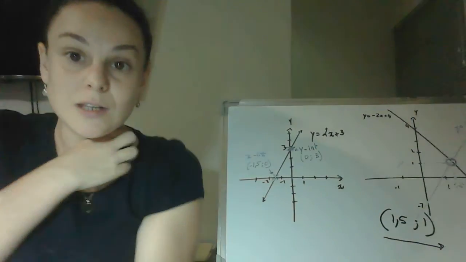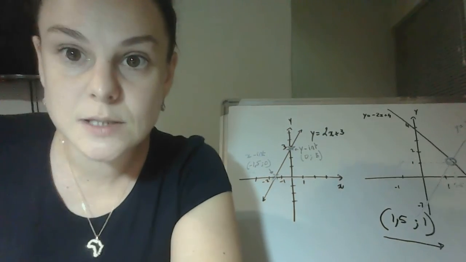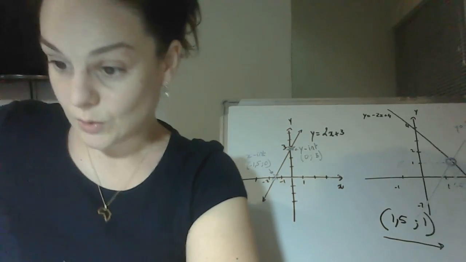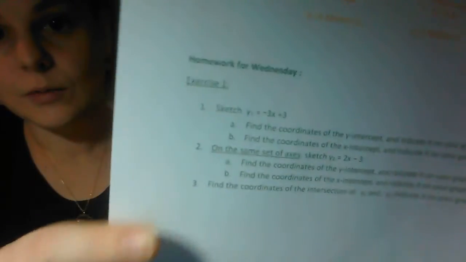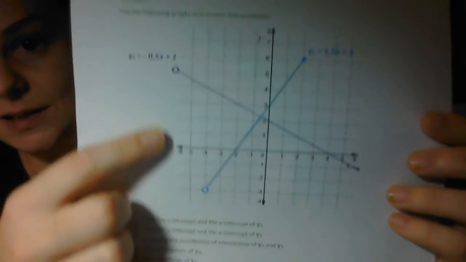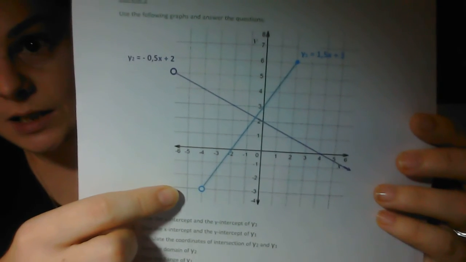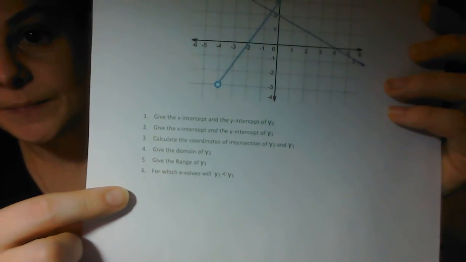So to see if you understand everything there, you will have to do this homework. Look, there are 2 exercises. Exercise 1, where you sketch 2 lines and you answer a few questions. And exercise 2 is already sketched. You just have to read on the graph and answer the questions.